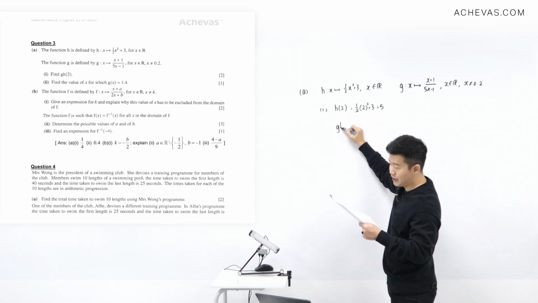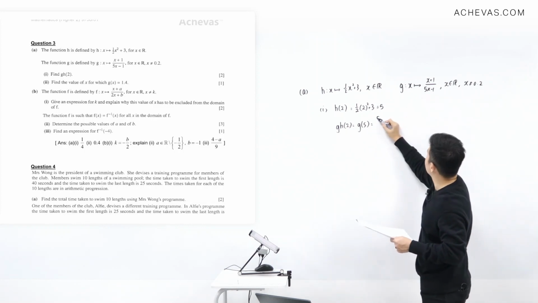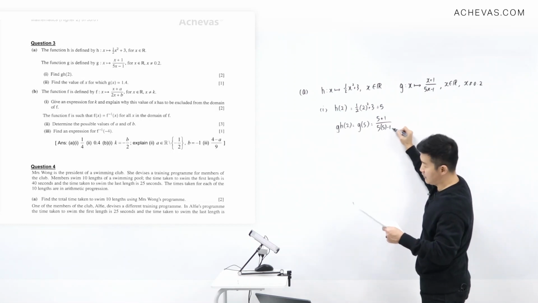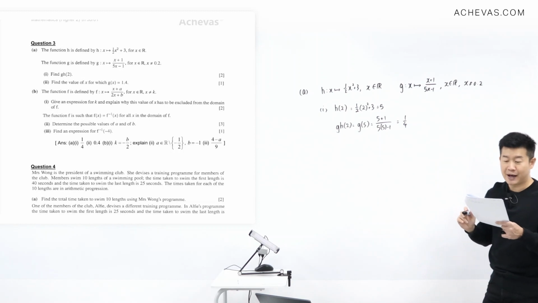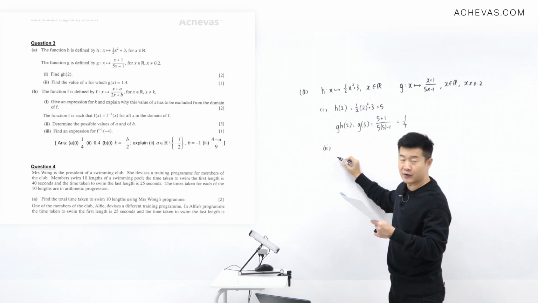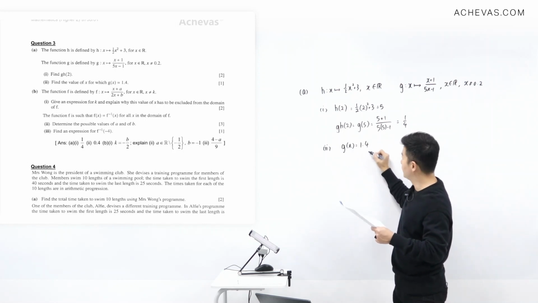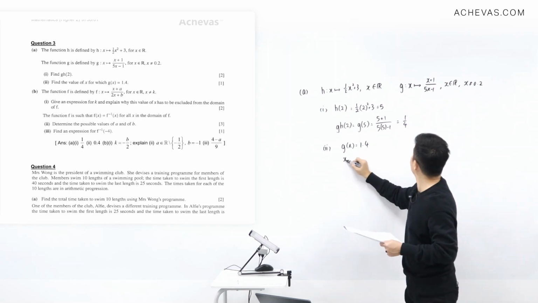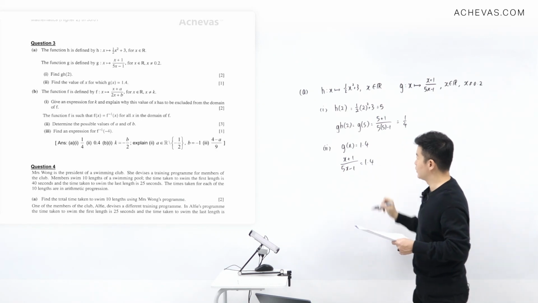Then gh(2) will be like putting 5 into g. So gh(2) will be (5 plus 1) divided by (5 multiplied by 5 minus 1). This is going to be equal to 1/4. And part 2 is actually pretty simple. In part 2, we are just supposed to solve for the values of x such that g(x) is given to me as 1.4. So g(x) is this, we have (x plus 1) divided by (5x minus 1). This is equal to 1.4.